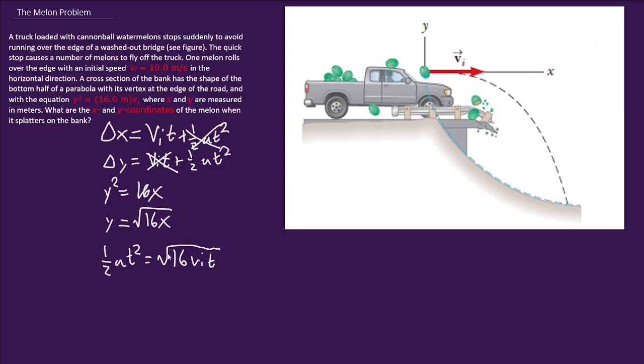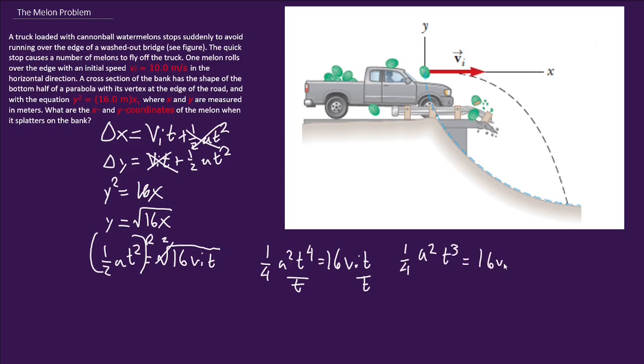And then what we need to do is square both sides to get rid of the square roots, and that would just give us 1/4 a squared t to the 4th is equal to 16 v_i t. And then we can divide both sides by t, leaving us with 1/4 a squared t cubed is equal to 16 v_i. And then we just divide both sides by 1/4 a squared, giving us t cubed is equal to 16 v_i over 1/4 a squared.